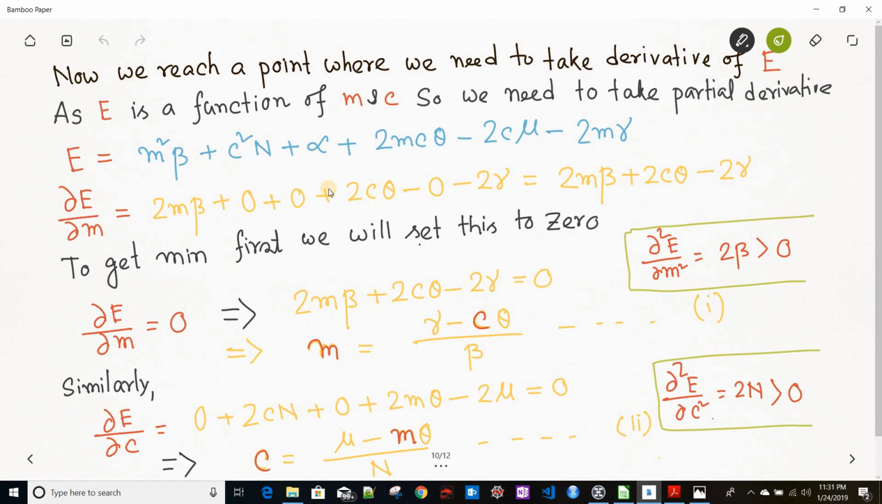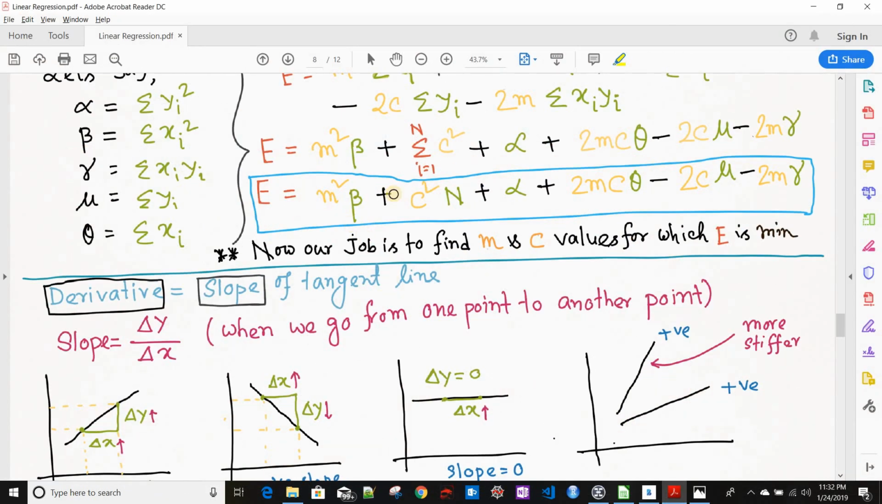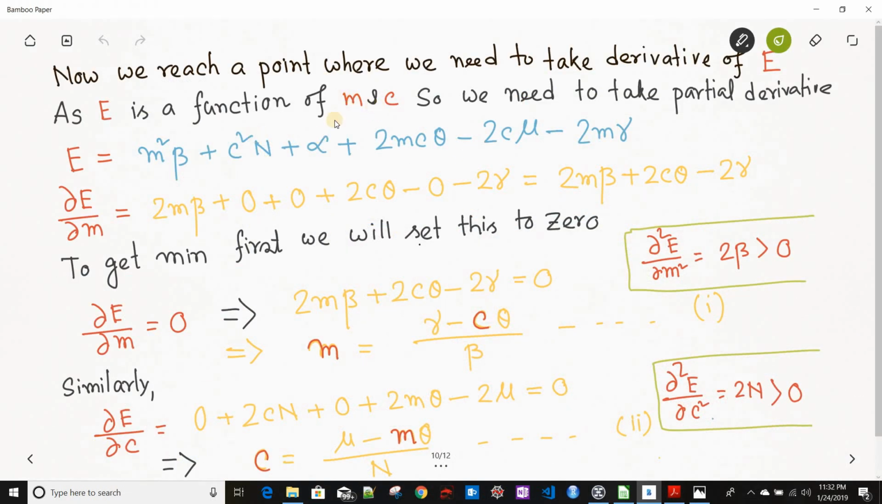So this is what I have written over here, right? We now reach a point where we need to take the derivative of e. Now there is another point we need to discuss. If you see, e is a function of m and c, right? Because both m and c govern the behavior of e, the whole graph of e, right? So here we have to take the derivative of e based on both m and c.